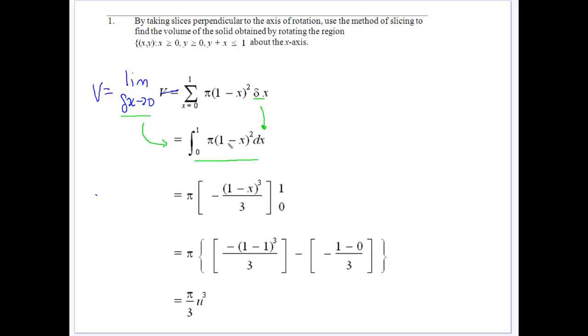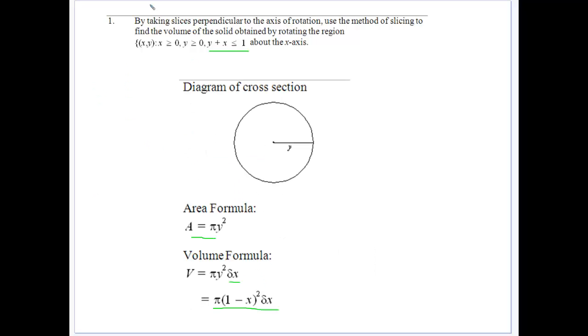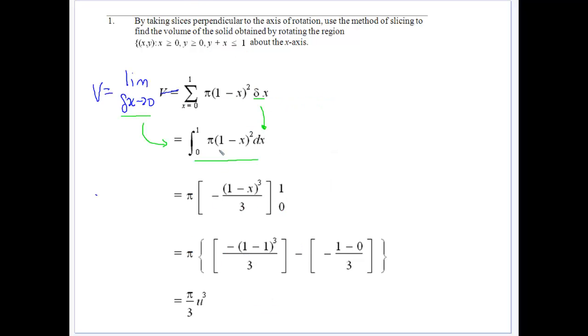Once we get to the function here, the integration is usually the easy part. The hard part in these volume problems is usually getting the function into the volume formula. So we go through this way: get our diagram of our cross section, so we can get the area of our cross section, which leads to our volume formula, and that in turn leads to the integral between the limits, and the integral is usually pretty easy.